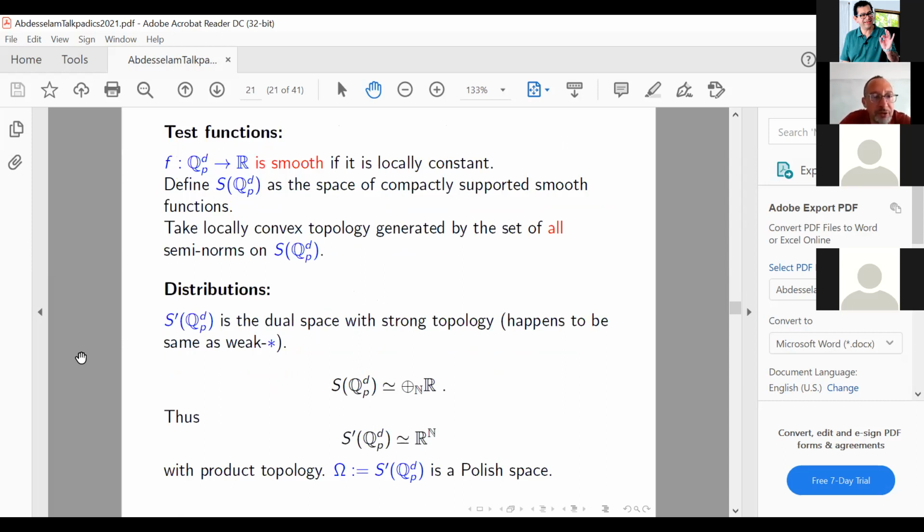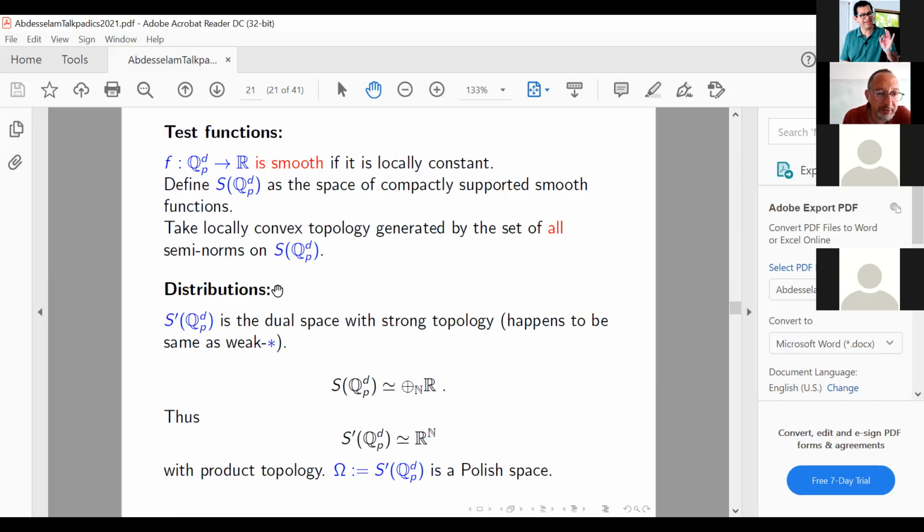So just to remind you, test functions. I will say that a function is smooth if it's locally constant. We have the Schwartz-Bruhat space of compactly supported smooth functions. We define a topology there, which is a locally convex topology generated by all possible semi-norms. So this is also called the finest locally convex topology.